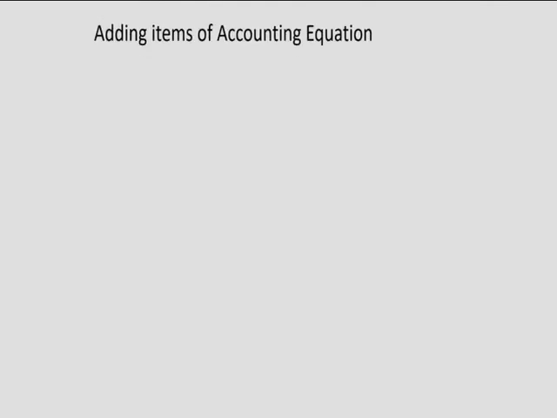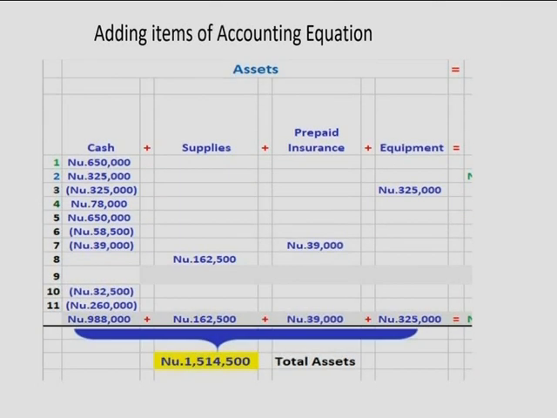Then let's see how it is done in our example. First, see how the assets are added. Cash, we have 998,000. Then we have supplies 162,500. Prepaid insurance is also added up as 39,000. We have equipments 325,000. So total assets here we have 1,514,500 as the total assets in your company.